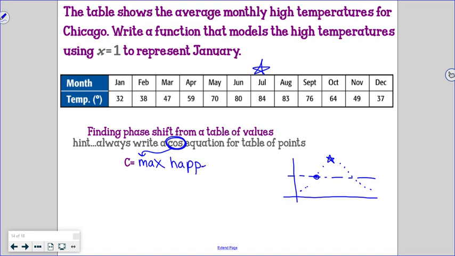However you want to write that. Okay, these again are x values. Where, right or left, am I going to start this? Well, if I choose to write it as a cosine curve, the C, our phase shift, is where the max happens. And our max happens at month 7. So as long as I write it as a cosine curve, my phase shift is really easy.